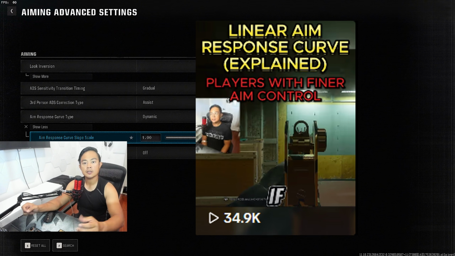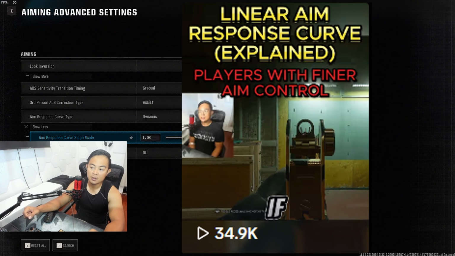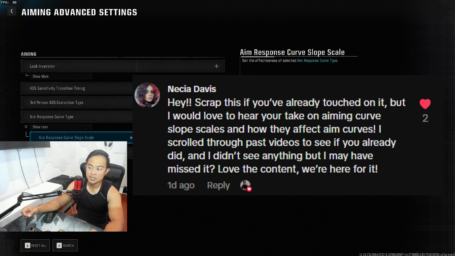When I posted my linear explanation video, we had this one person comment saying, hey, scrap this if you already touched on it, but I would love to hear your take on aiming curve slope scales and how they affect aim curves. I scrolled through the past videos to see if you already did, and I didn't see anything, but I may have missed it. Love the content, we are here for it.